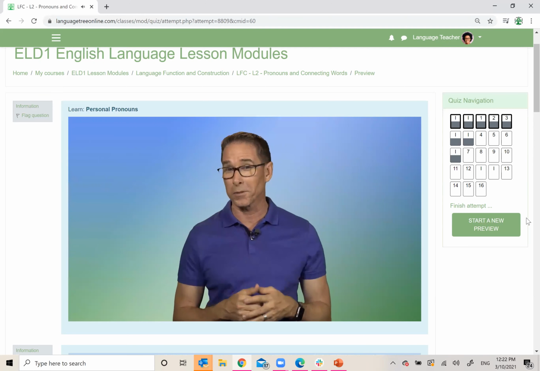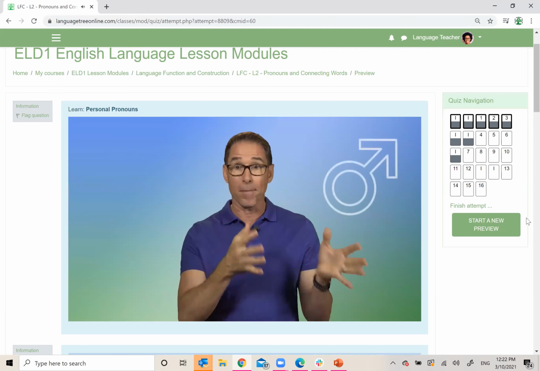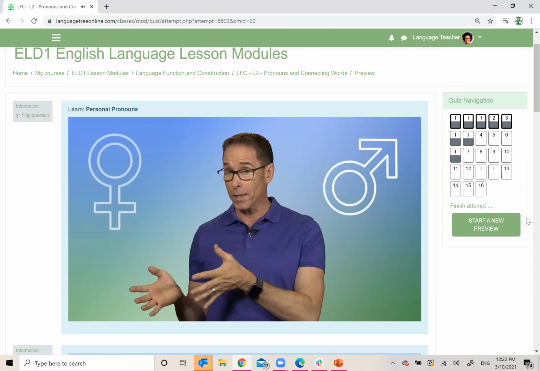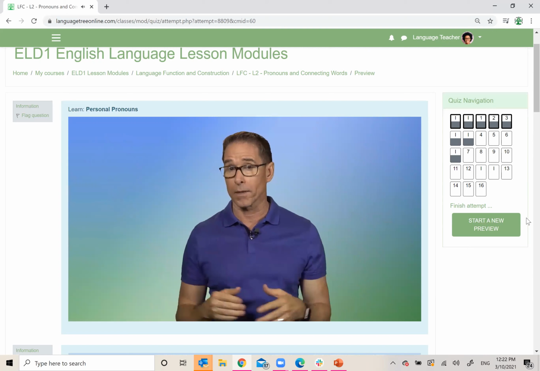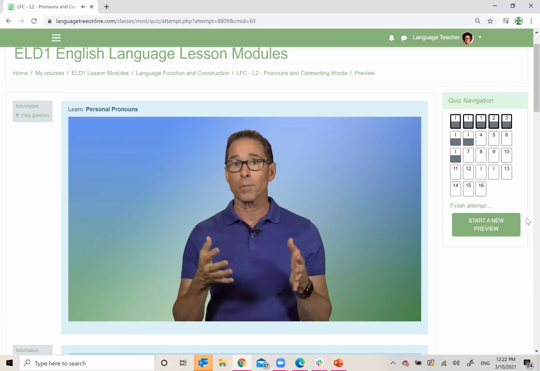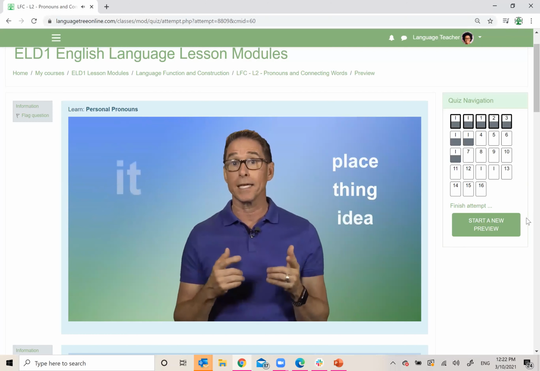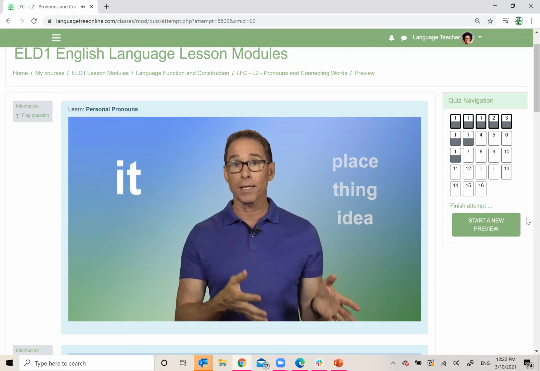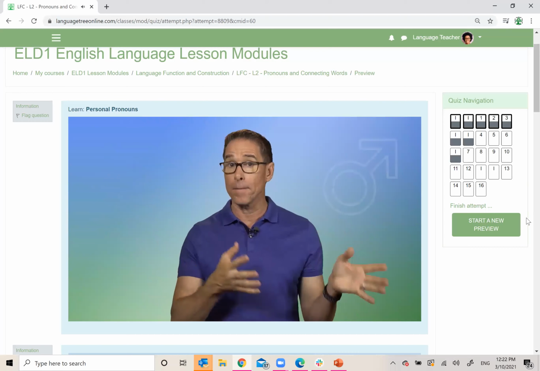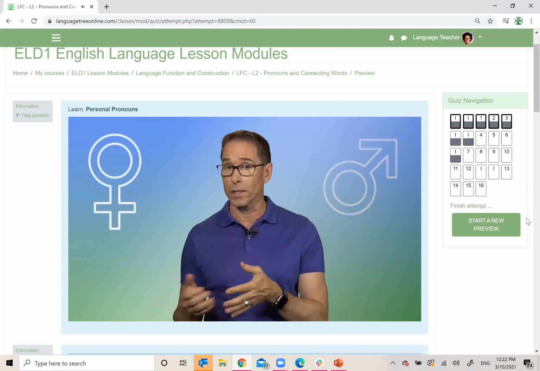One more rule about personal pronouns. They can be masculine, feminine, or neither. When the noun refers to a place, thing, or idea, we use it. The pronoun it is neither masculine nor feminine.